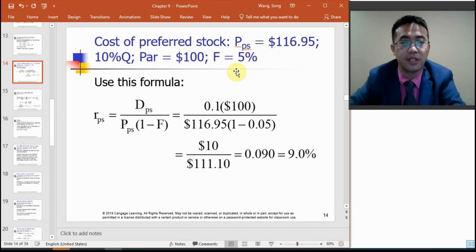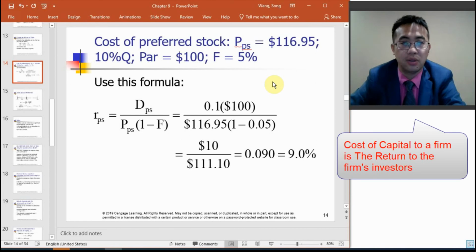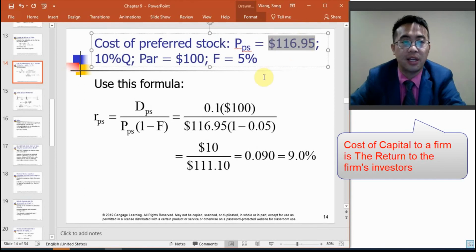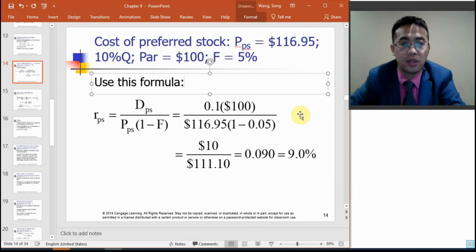So in your calculation, you are going to solve for the cost of a preferred stock. Well, in this chapter, we need to adopt a mindset that the cost to the company, or the cost of capital, is the return to investors. So the cost of preferred stock is the return to investors. For an investor, if that investor purchases the stock at this full price, and each year they are getting $10, you are going to use these numbers to calculate their annual return.